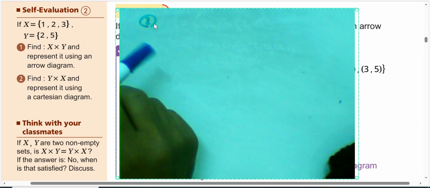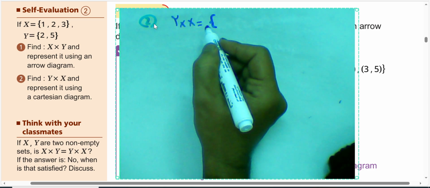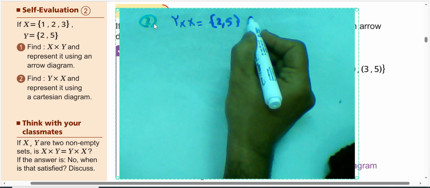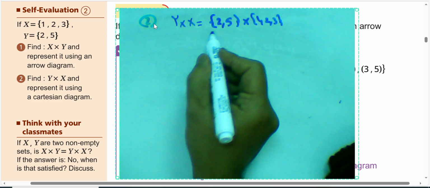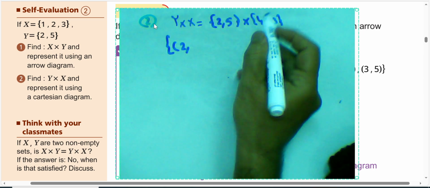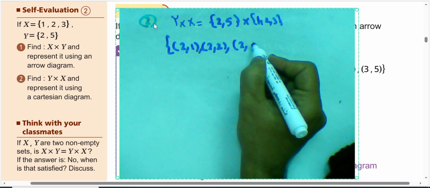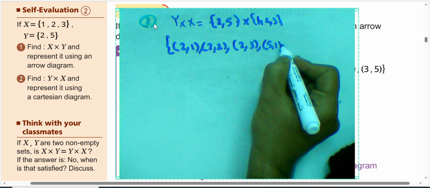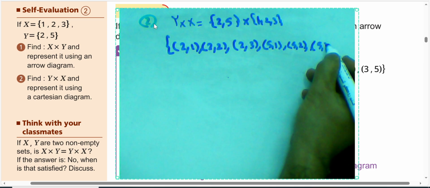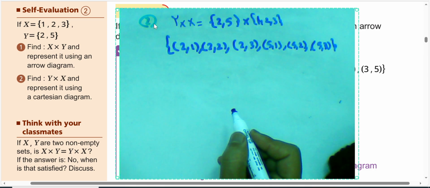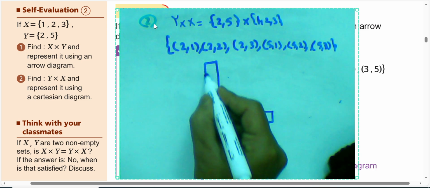We want to find Y Cartesian product X. The elements in Y are 2 and 5, and the elements in X are 1, 2, 3. In the first projection here, in the ordered pair, it will be 2 with 1, and 2 with 2, and 2 with 3, and then 5 with 1, 5 with 2, and 5 with 3.